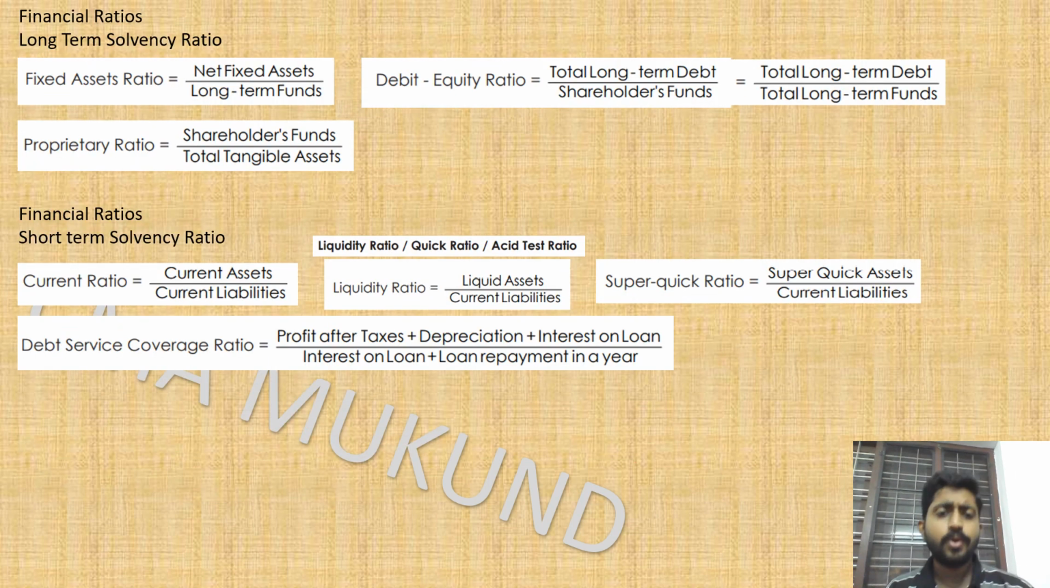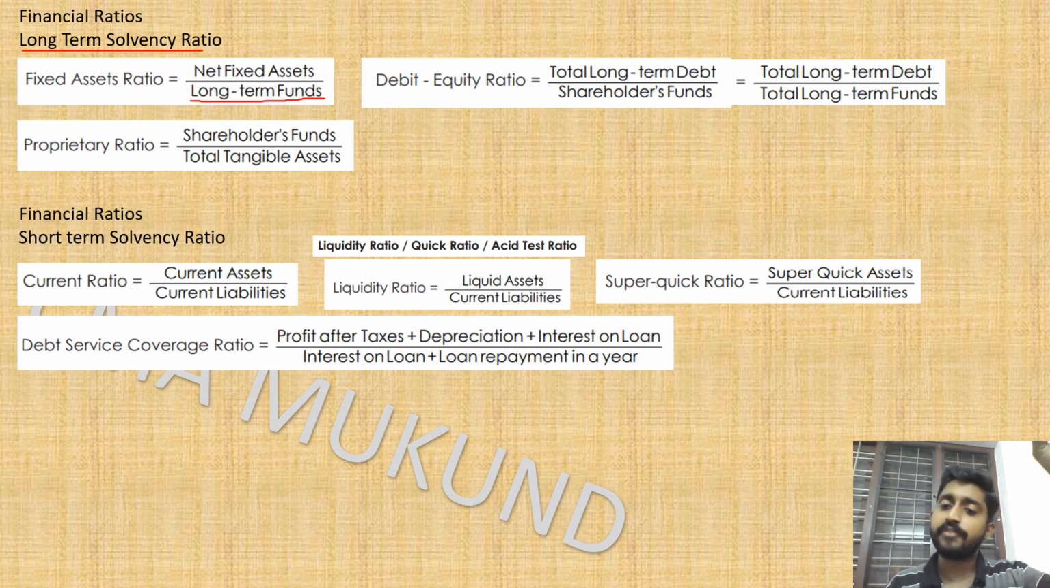Okay, so what are all the other ratios that are there? Yes, long-term solvency ratio. Which means long-term things are going to come here. Okay, fixed assets ratio. We have seen fixed asset turnover ratio, that is an activity ratio, but here it is a long-term solvency ratio. So net fixed assets divided by long-term funds.